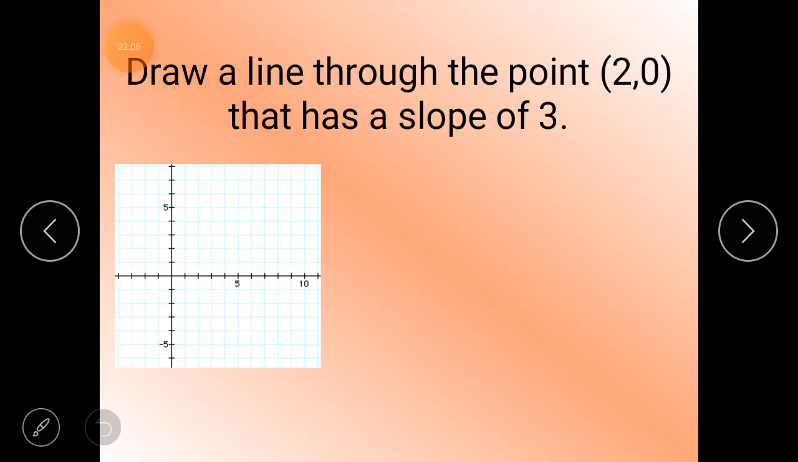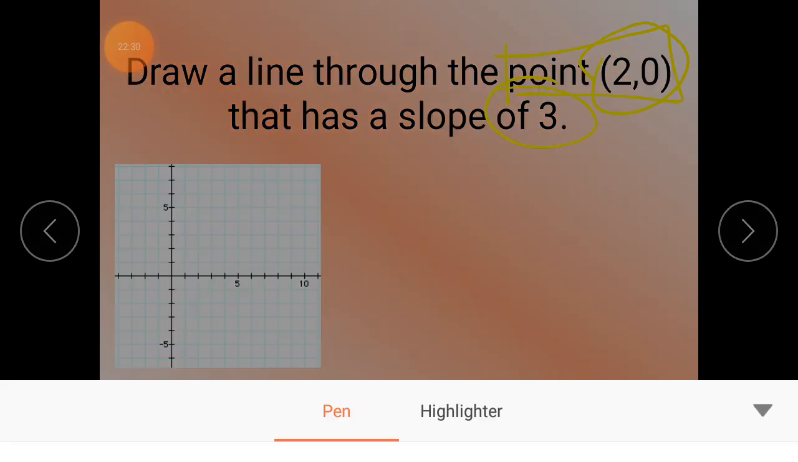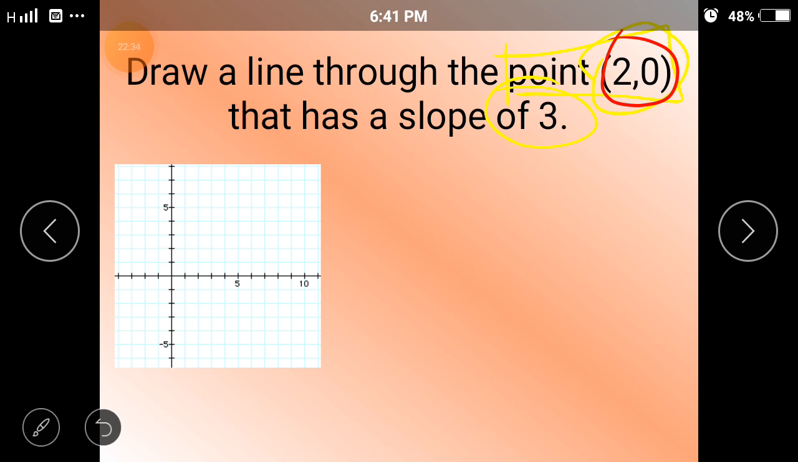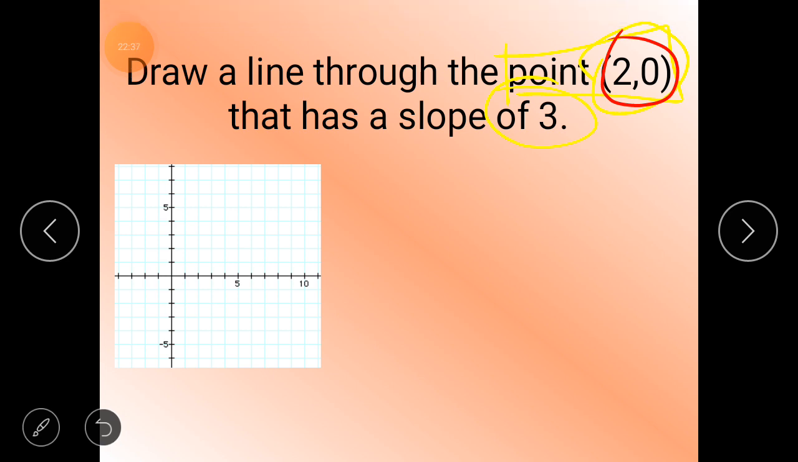So let's say draw a line through the point 2, 0 that has a slope of 3. So you're going to draw a line, but in drawing a line, you need at least 2 points, right? But on this one, you only have 1 point, and that is at 2, 0. And another given is the slope. So how will you do that? So first thing to do is to find 2, 0 on the Cartesian plane. So +2 of x. So this is 2, 0.